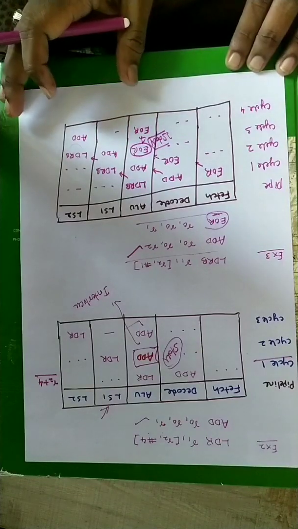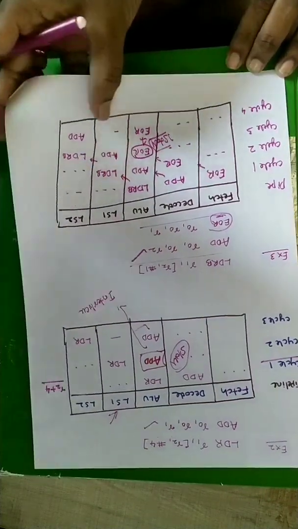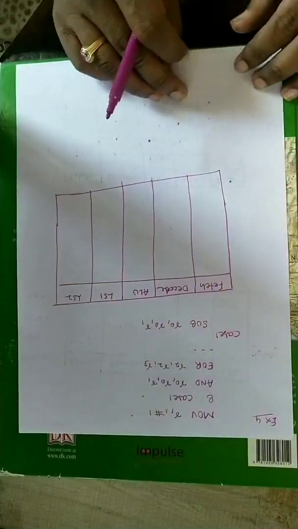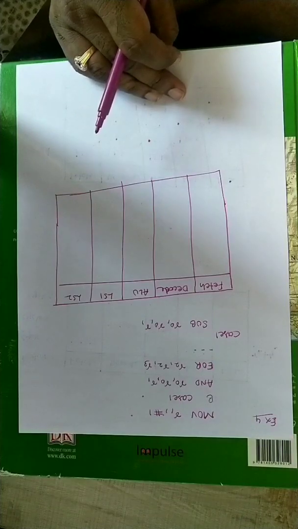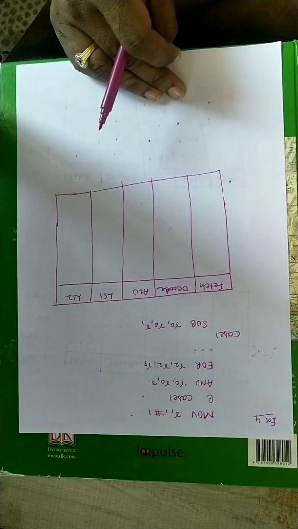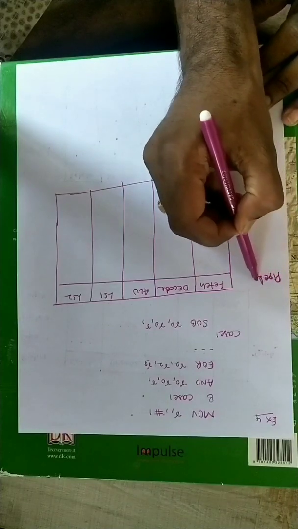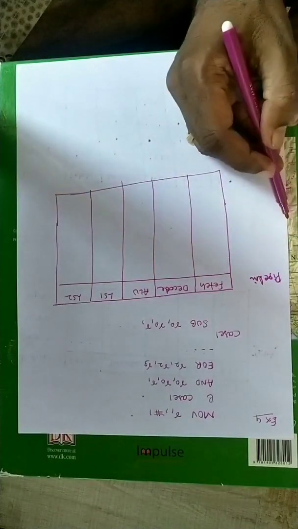So next example, we'll take one more example. Let us write the example number 4. In this example number 4, a subroutine branching instruction will be there. Let us discuss how it will work. Here you have a pipeline of 5 operations.